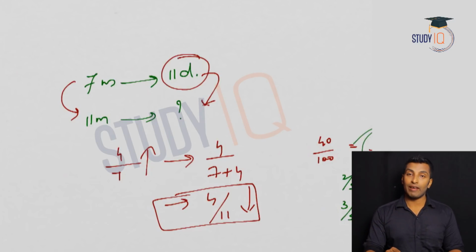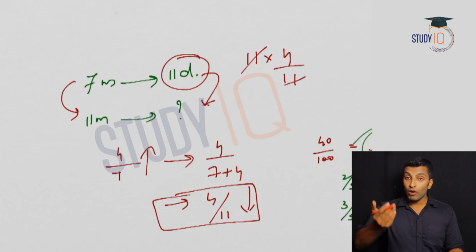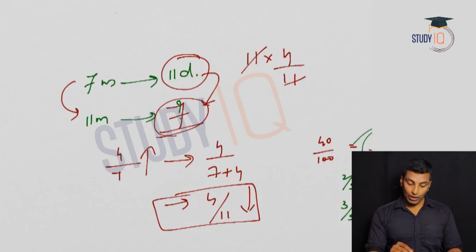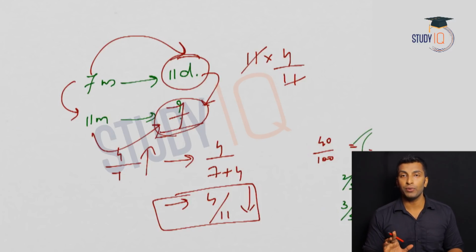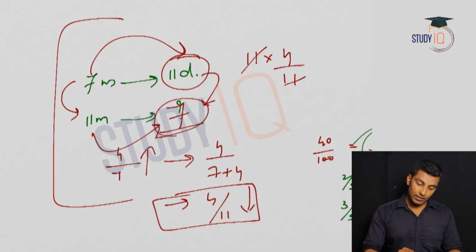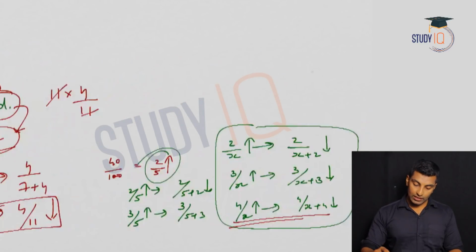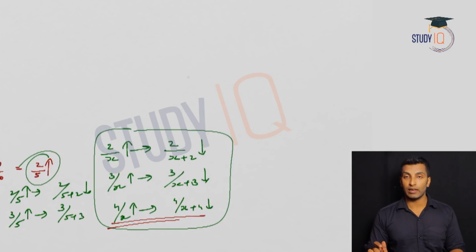So earlier it was 11 days. What is 4 by 11 of 11? 11 into 4 by 11, that is 4. So what will you write here? 4 reduction. That means 7. Now you will take 7 days. So 7 men take 11 days, 11 men take 7 days. This may be easy for you, but I discussed this just to make you clear about the concept. Otherwise this question is very simple. So I hope this concept, the product constancy rule, is clear for you.